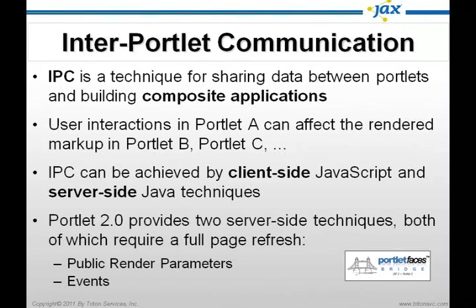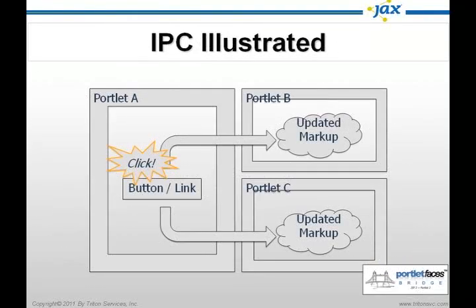Portlet 2, out of the box, the standard provides two ways to do this. One is called public render parameters, and the other is called events. These are both supported by the LiferayFaces bridge. So here's an illustration of what we mean by interportlet communication. Maybe I have a portlet on the left, which is portlet A, and then portlets B and C are on the right. And let's say I click on this button right here. What that will do is cause the other portlets to be updated in some way. Okay, so that's what we mean by interportlet communication.